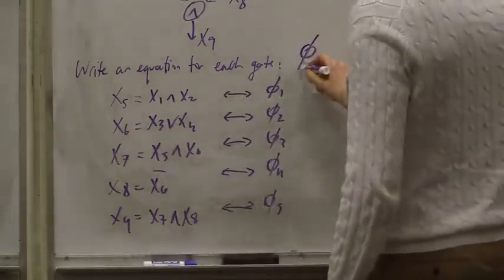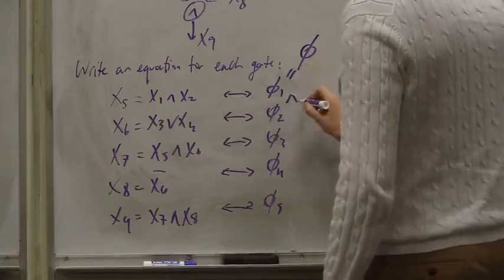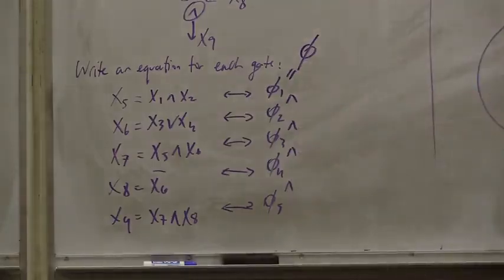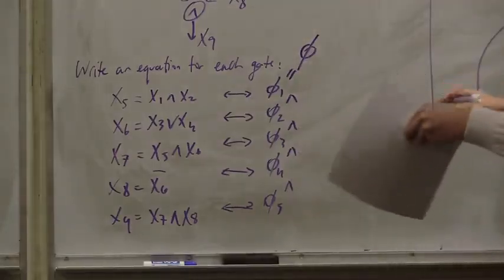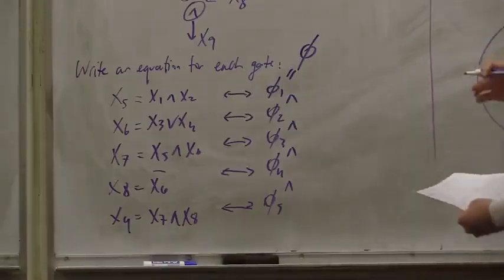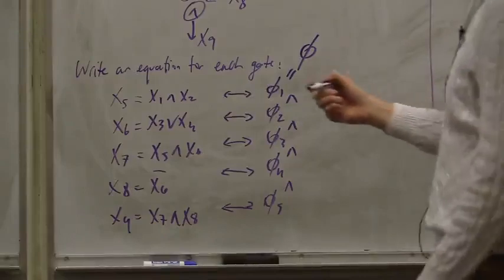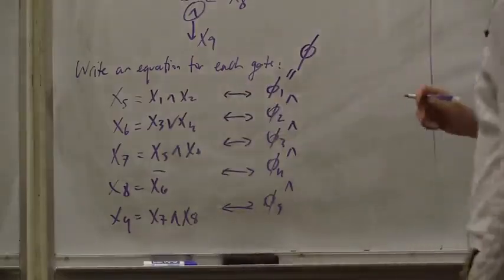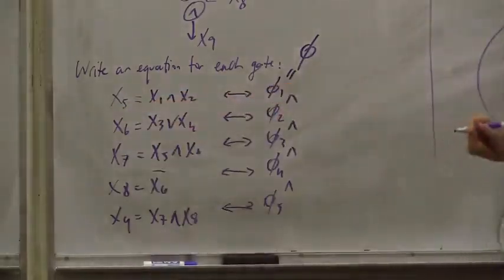And the final phi is going to be the AND of all of these formulas. Okay? Now, if you have a bunch of formulas and you AND them, certainly you have, again, a formula, because that's like attaching another layer of the tree. So I only really need to explain how you're going to convert this equation into a formula.